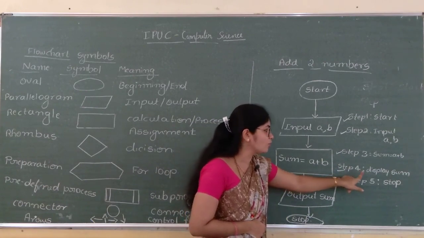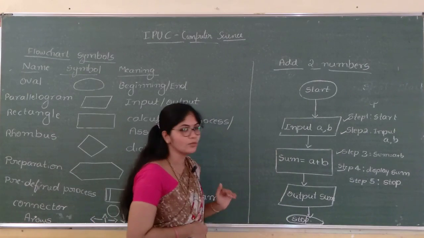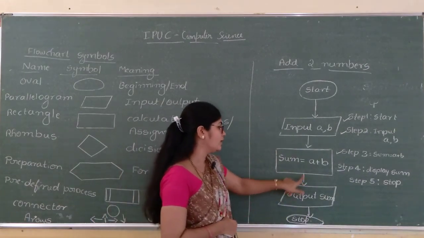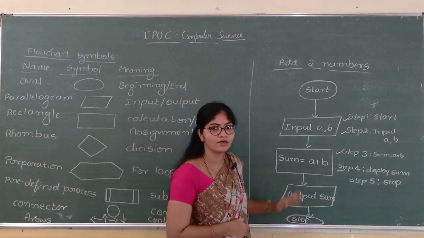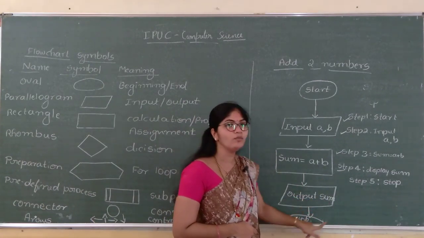Next, step 4, display sum. It has to display the result or sum of those two numbers. So again, parallelogram symbol. Output ge yava symbol? Parallelogram. So output sum. Finally, oval symbol.